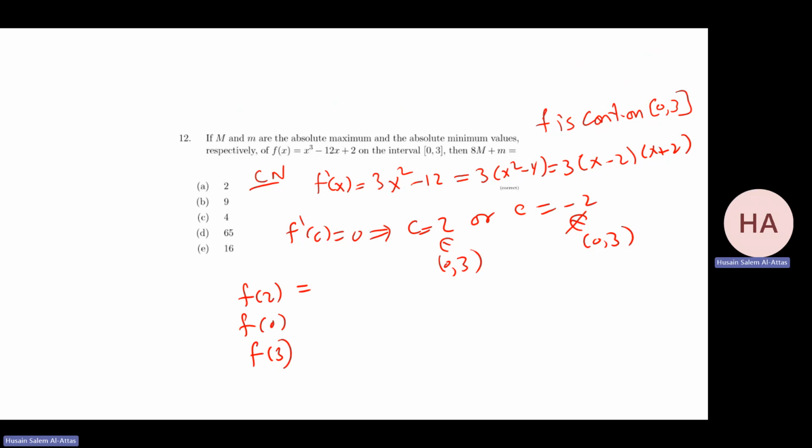Do the calculations. That will be 8 plus 2, that is 10. 10 minus 24, that is minus 14. F at 0, it will be 2. F of 3, 27 plus 2, 29. Minus 36, that is minus 7. Correct? Yeah.